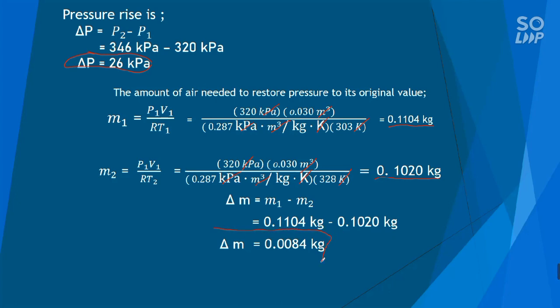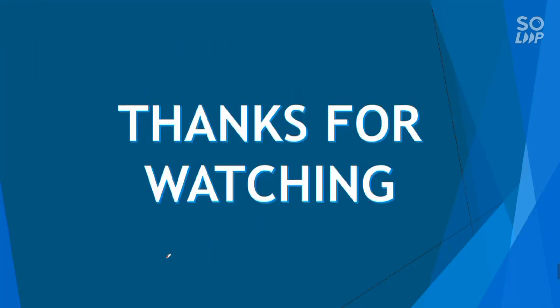So this is our final answer. The pressure rise is 26 kilopascal, and the mass or the amount of air needed to restore pressure is equal to 0.0084 kilogram. So I hope you understand this problem, and thanks for watching.